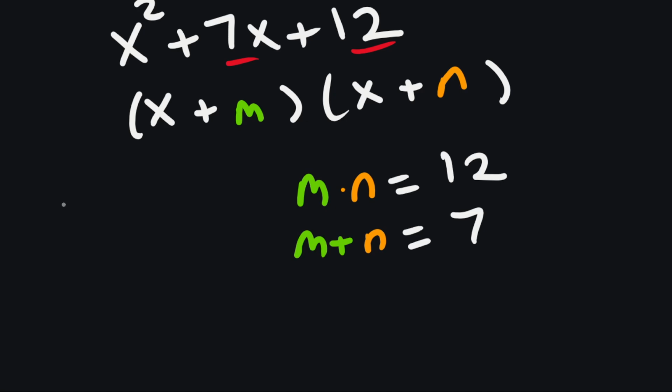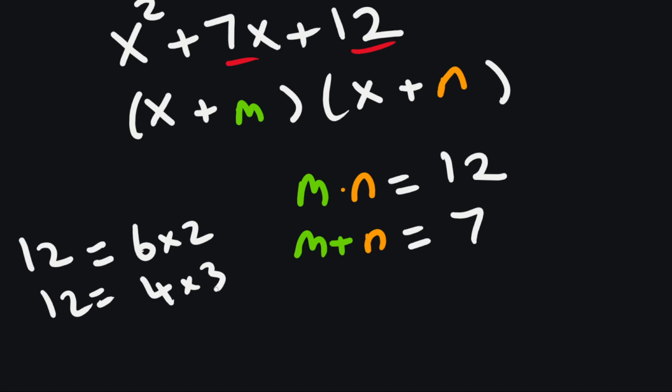So what we can do is, let's write out the c term, 12. And let's just write out some of its factors. What are the factors of 12 that we can write out? So 12 could be 6 times 2. It could also be 4 times 3. Okay, so we have two potential m and n numbers. We have 6 and 2. We have 4 and 3.